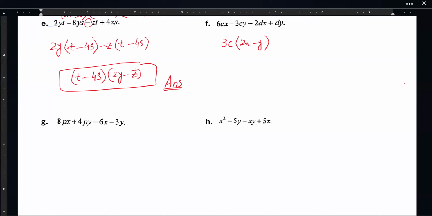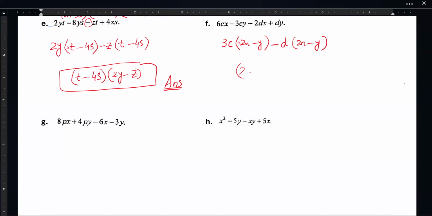In the last two terms, what I see as common is d, of course. Should it be a plus or a minus? Since the first term in the first bracket is plus, this should be plus, and I'll take minus as common, otherwise the signs cannot be changed. This is 2x minus y, the two identical brackets.